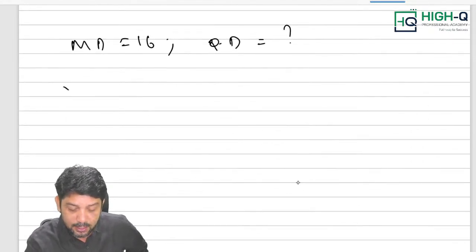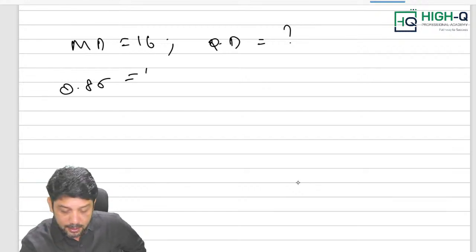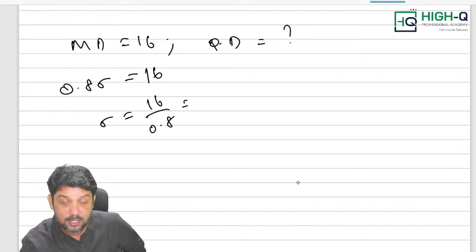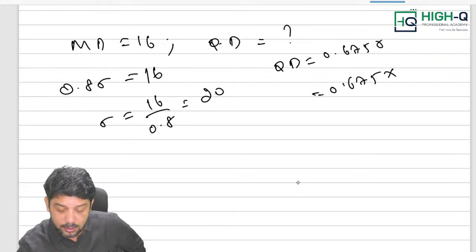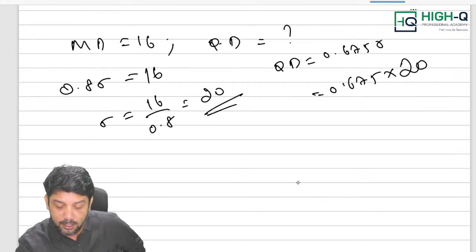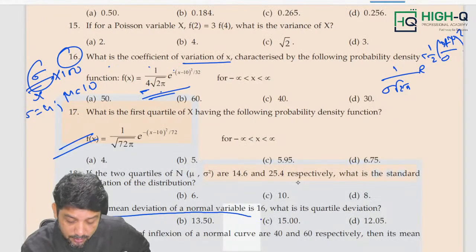Now, what is mean deviation? 0.8 sigma is equal to 16, sir. Sigma is equal to 16 by 0.8, which is 20. Quartile deviation is 0.675 sigma. So 0.675 into 20, what is it? 13.5. So our answer is 13.5. That is what we need to mark.